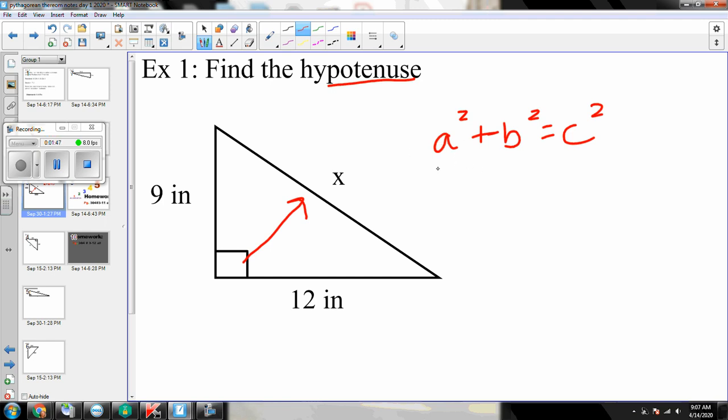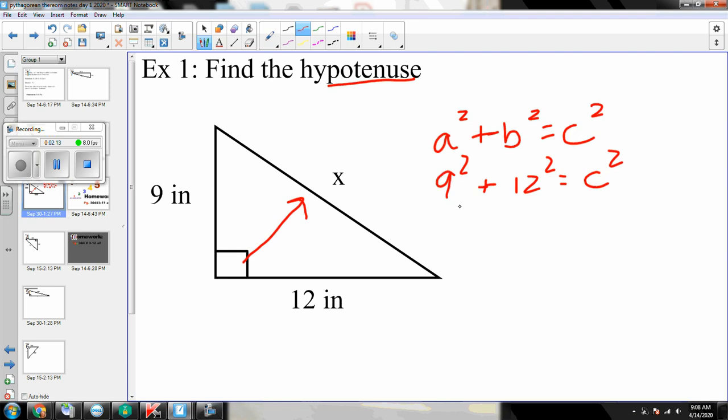Remember, a and b are the legs. The legs are the sides that make up the right angle. So the legs are 9 and 12. It doesn't matter which side is A. It could be the 9 or the 12. I'll just let A be 9 and I'll let B be 12. And I don't know C. C is the hypotenuse. You could call it X here or you could call it C squared.